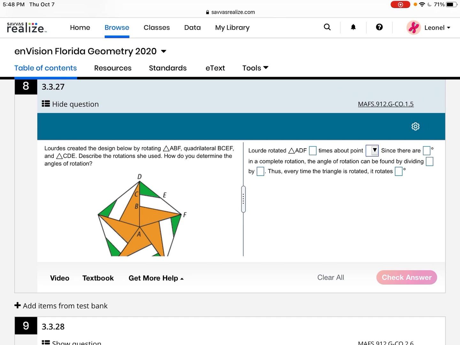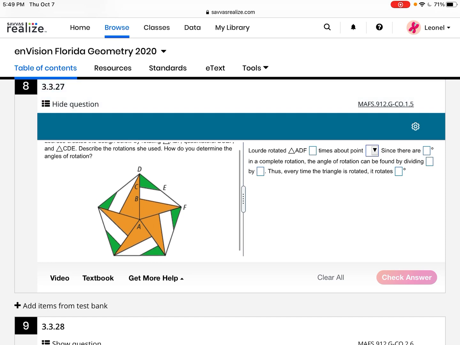Okay, so this question says, Lourdes created the design below by rotating triangle ABF, quadrilateral BCEF, and triangle CDE. Describe the rotations she used. How do you determine the angle of rotation? Okay, so on the right-hand side, we have this prompt. It says, Lourdes rotated triangle ADF blank times about point blank. So let's take a picture here.